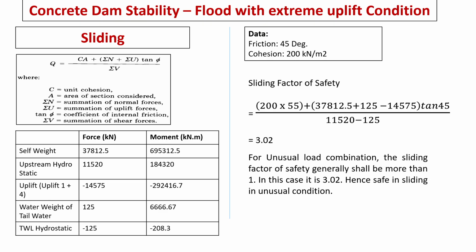There is an increase in uplift. There is an addition of water weight at the downstream slope. In the horizontal direction, there is tailwater hydrostatic force. Adding these changes in the formula, we are getting the factor of safety in sliding as 3.02, which is more than the required. As already explained, extreme conditions are rare, so we can relax the criteria, that is, we are considering minimum factor of safety in sliding as 3, whereas in extreme condition we are considering as 1.